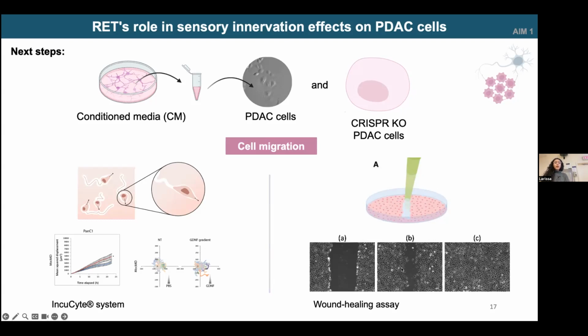Additionally, we will employ a healing assay to study the impact of RAD activation facilitated by the same conditions I mentioned before on the collective migration of PDAC cells.